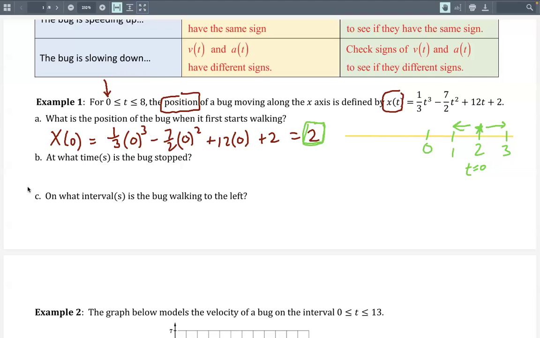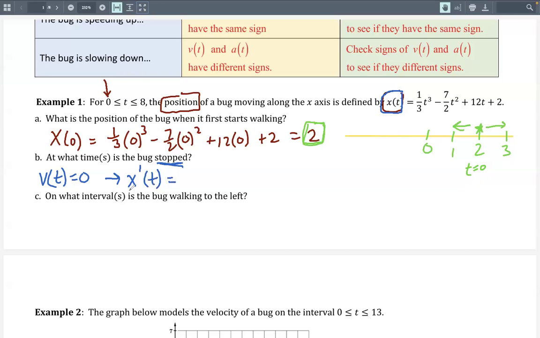Well, we can investigate some other questions, such as part B, at what times is the bug stopped? If you look in your chart above, the bug is stopped when it has no velocity, that is, when the velocity is equal to 0. And the velocity is the derivative of position. So if they start us with position, which is x of t, that would mean the velocity is x prime of t.